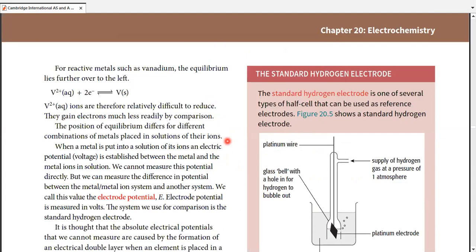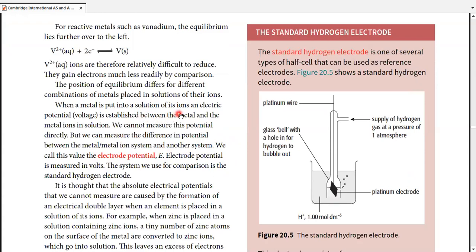But as they're discussing more about transition elements, they took a reactive metal from the transition elements, for example vanadium, and they also talked about an inert element from transition elements, hence copper. So they gain electrons much more readily by comparison. The position of equilibrium differs for different combinations of metals present in the solutions of their ions.